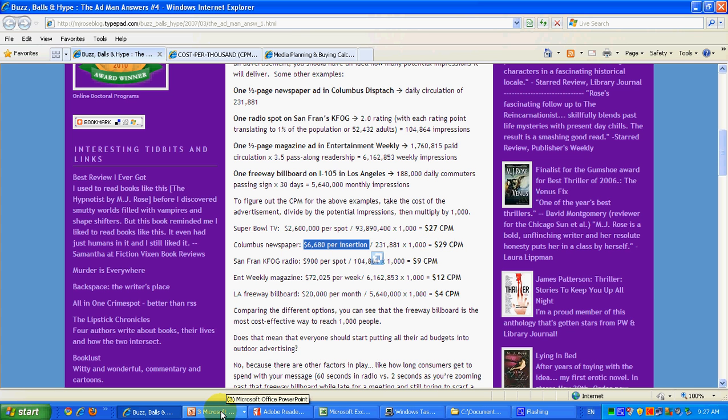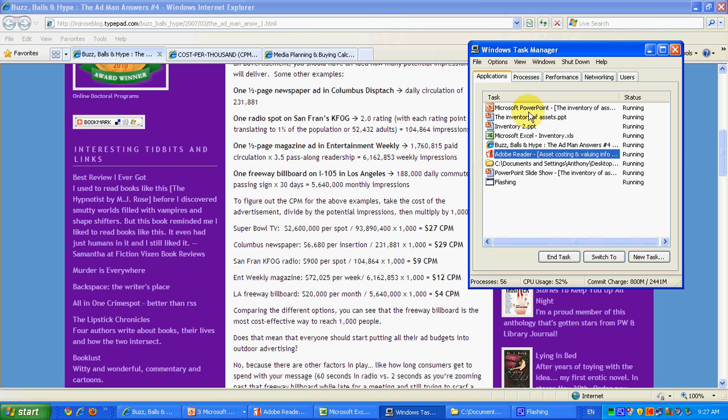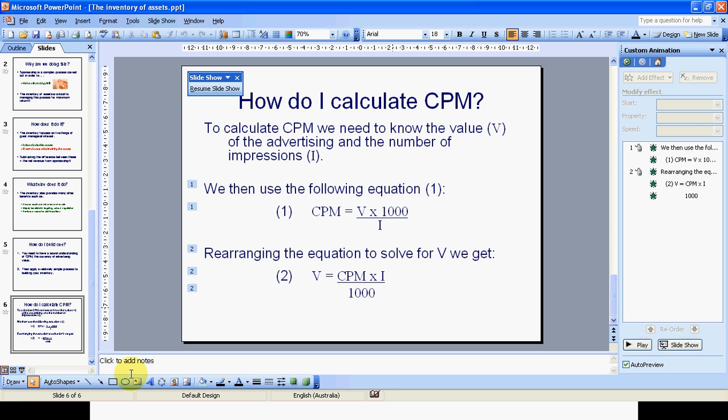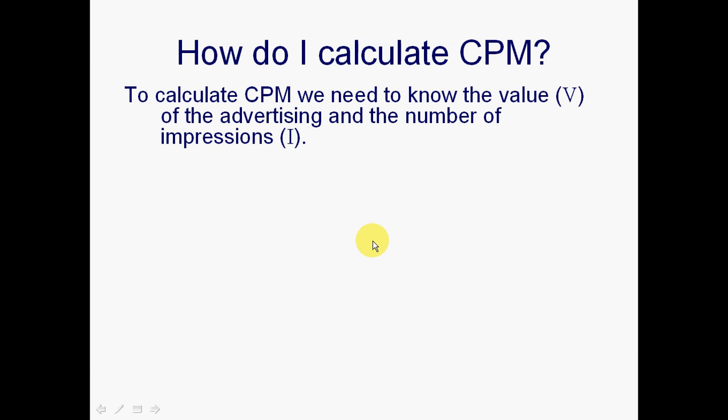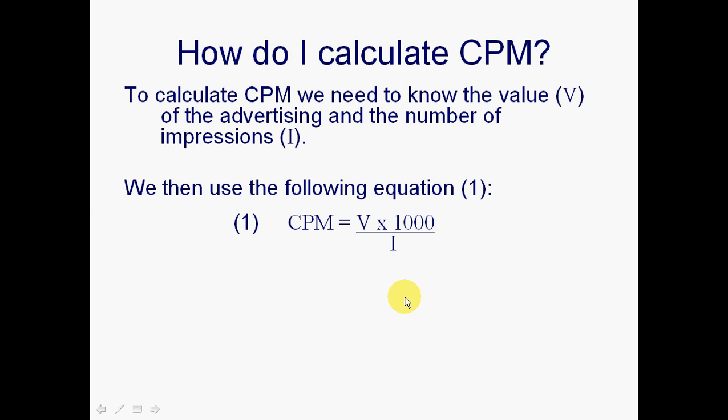So calculating our CPM, we'll go back to our slideshow. Sorry about that. Alright, so we have this equation which is in those articles. It's simply two things we need to know: the value of the advertising and the number of impressions. And we can calculate CPM by multiplying the value of the advertising times 1,000 and divide it by the number of impressions.